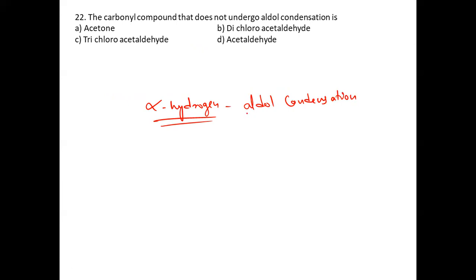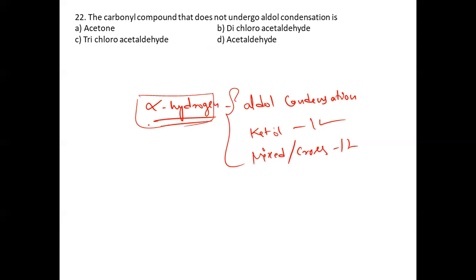If both the reactants are aldehydes, then it is aldol condensation. If both the reactants are ketones, then it is ketol condensation. If any two different aldehydes or any two different ketones, or one reactant is an aldehyde and another is a ketone, then it is called mixed aldol or cross aldol condensation. For all these types, the aldehyde or ketone must contain an alpha hydrogen atom. Here option A is acetone, CH3COCH3. Here we have alpha hydrogen atoms, so it can exhibit aldol condensation.